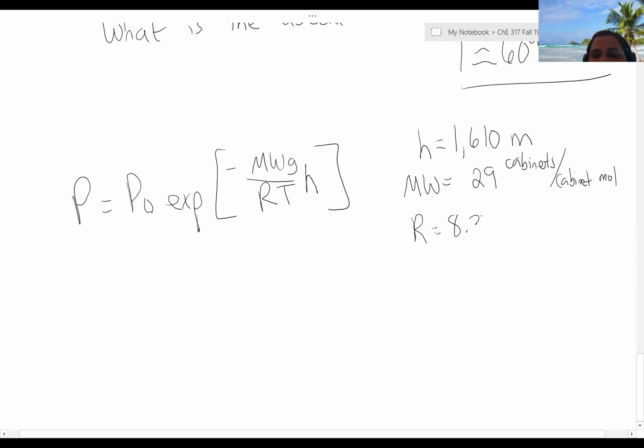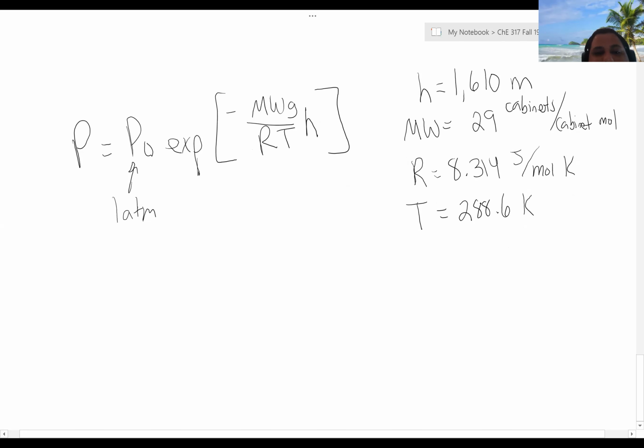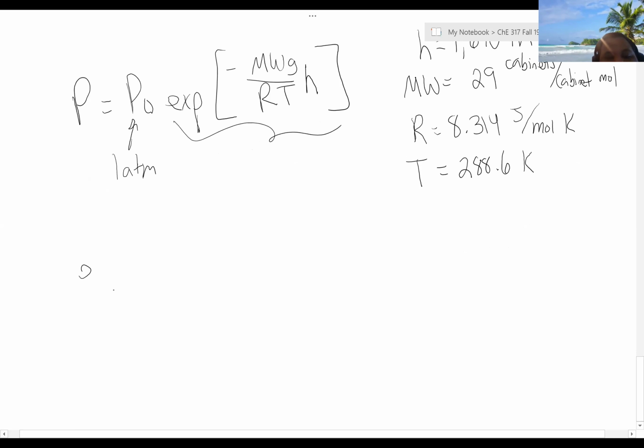So for SI, I'll use 8.314 joules per mole Kelvin. The temperature I gave you was about 15.6 Celsius, but we have to use absolute, so it should be 288.6 Kelvin. And I gave you the height. And P naught is 1 atmosphere or 14.7 psi. But the tricky part, or the brunt of the effort, is in determining this exponential. So that's where we're going to focus.